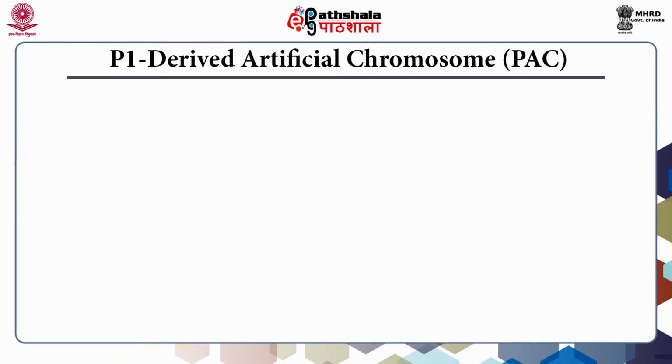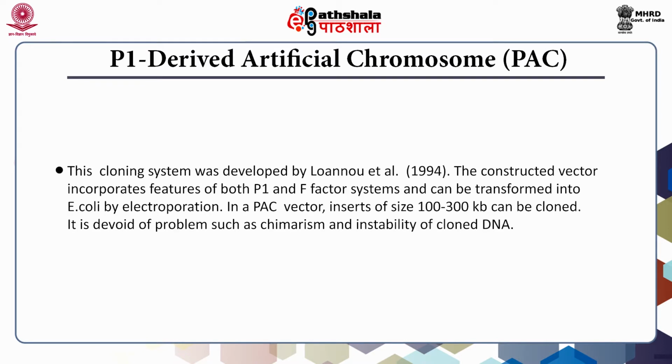P1 derived artificial chromosome, PAC. This cloning system was developed by Ioannou et al. in 1994. The constructed vector incorporates features of both P1 and F factor systems and can be transformed into E. coli by electroporation. In a PAC vector, inserts of size 100 to 300 kb can be cloned. It is devoid of problems such as chimerism and instability of cloned DNA.